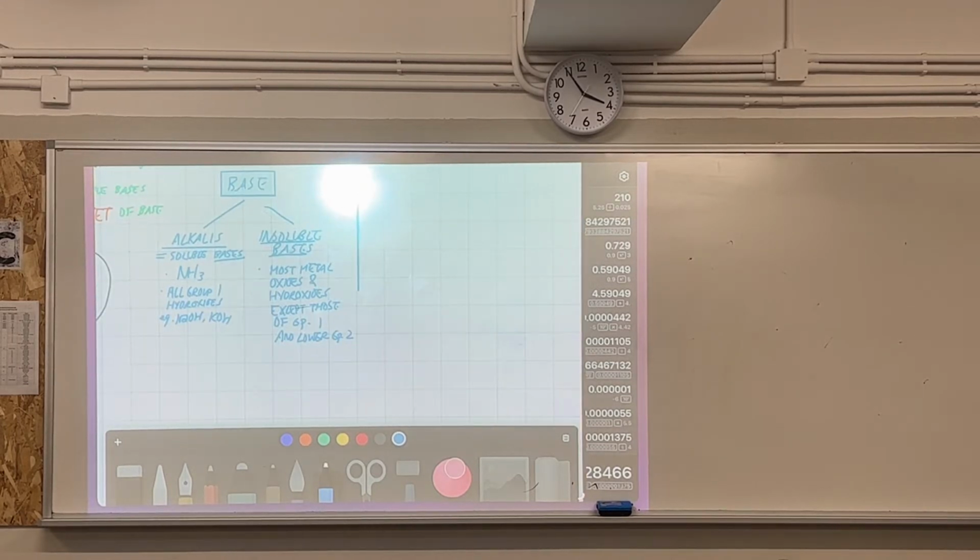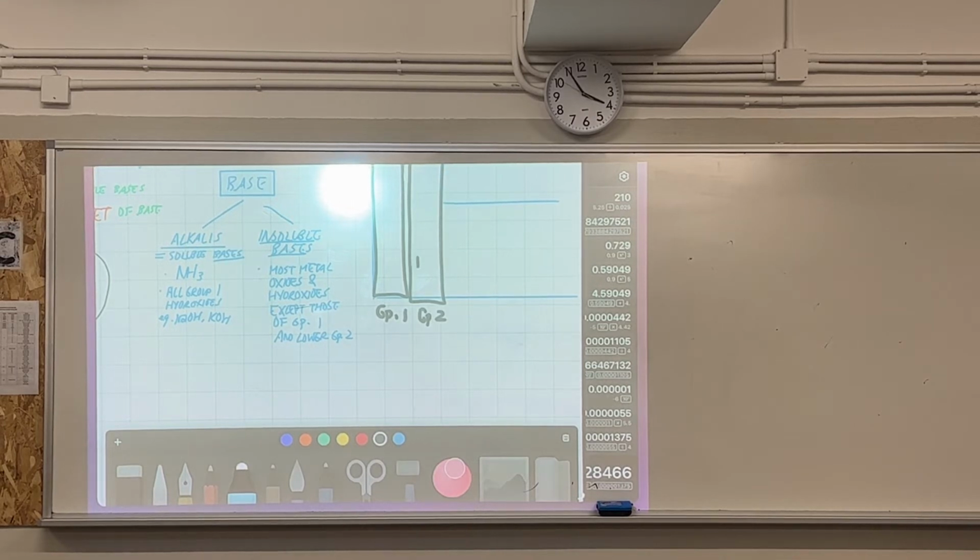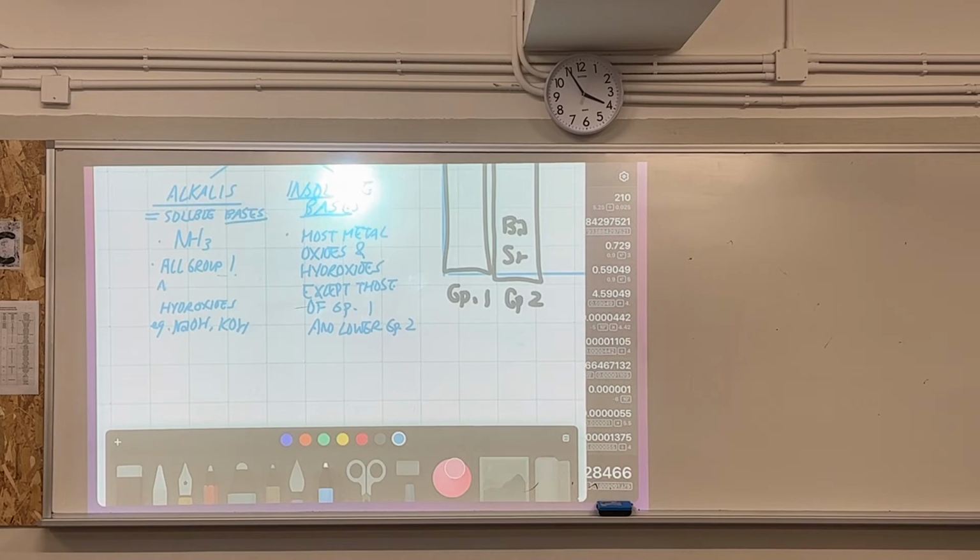So draw the periodic table, just a small slice of the periodic table. We are looking at the group 1 and 2 elements here. So this is group 1, and this is group 2. And you have in here barium and strontium. They are the lower group 2 metals. Their hydroxides are soluble. Okay? So you can put down all group 1 and lower group 2 hydroxides. So sorry, I didn't use that. So and lower group 2.